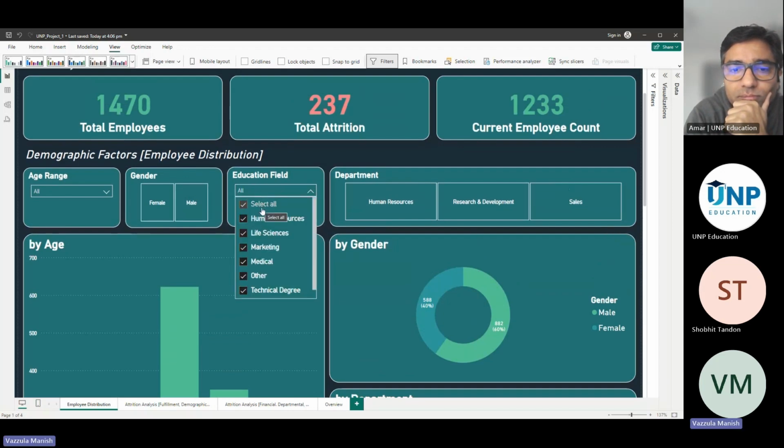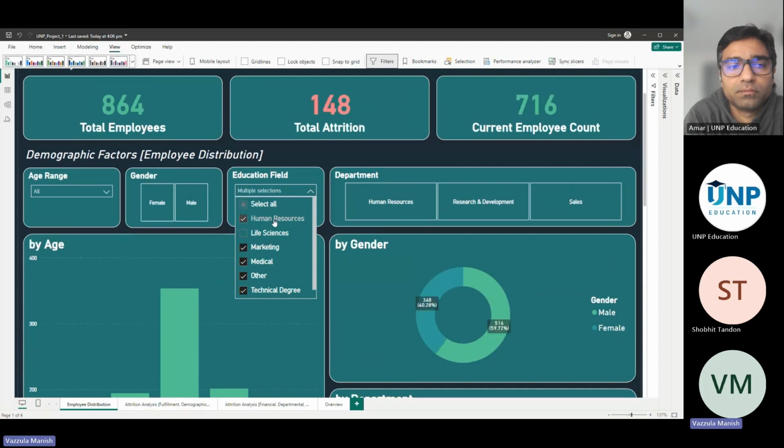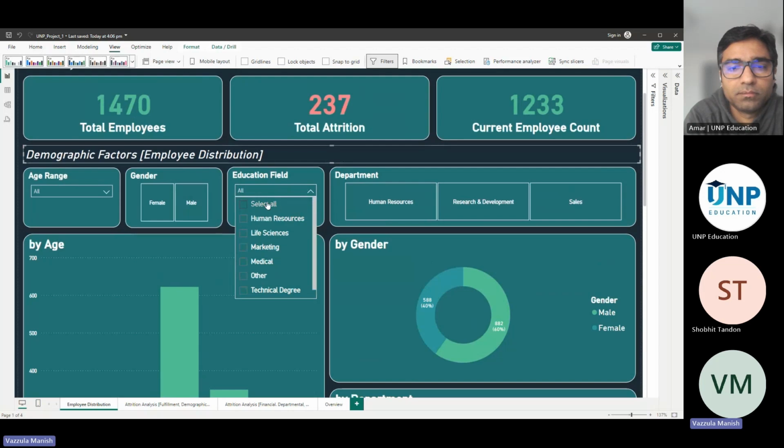And we can also divide the data based on several education fields that we have present within the data, which starts from human resources, life sciences, etc. Out of which I believe human resources has the second highest value, which is 27, and life sciences has the highest value, which is 606. So there's several things we can look into and understand how the data is distributed. So that's the main objective of this.